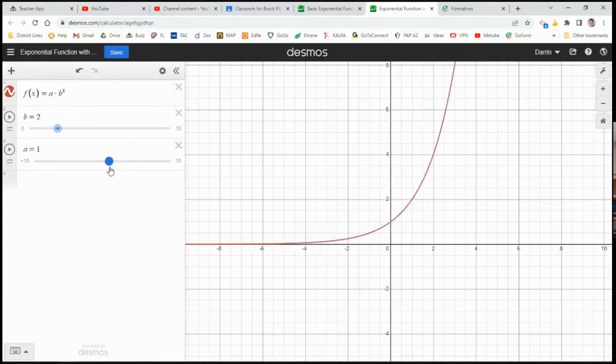see what changes now? A is 2. A is 3. A is 4. You see what's changing? A is 5. A is 6. What's changing as the A changes?